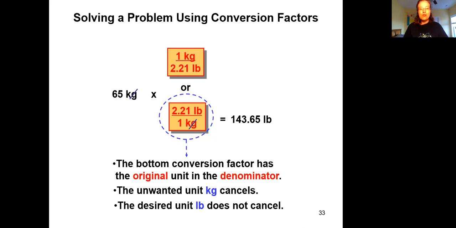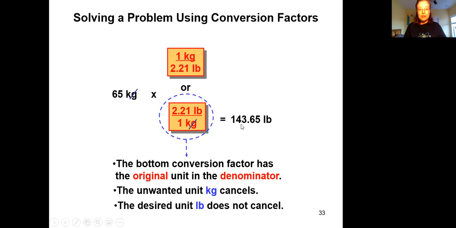Okay, we did multiplication and division. The rule is that we can have in our answer the same number of significant figures as the fewest number in our original measurements. Now the 2.21 and the 1 kilogram, we're going to ignore those. Those are standard values. But the 65, with its 2 significant figures, tells us that our answer can only have 2 significant figures.